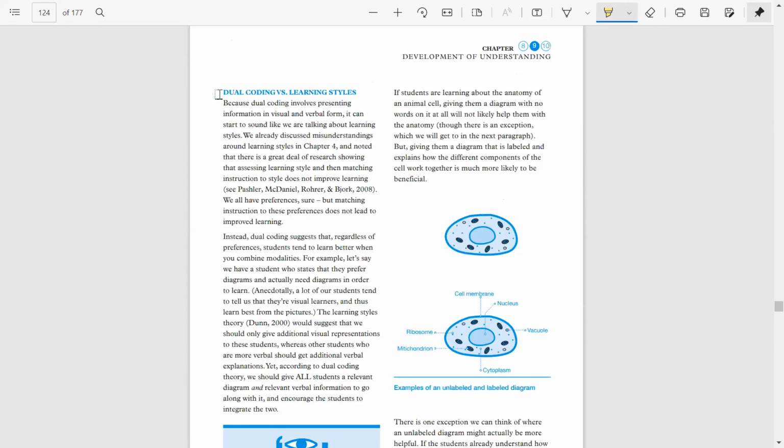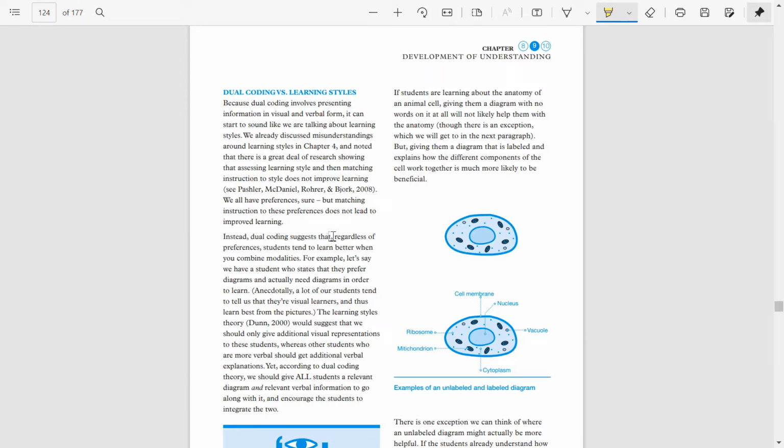Visual dual coding is different from learning styles because learning styles basically is an outdated debunked theory that says some people learn best visually and some people learn best through listening. Some people learn best through words or through hands-on activities. It doesn't work like that. Dual coding theory rather applies to everyone.